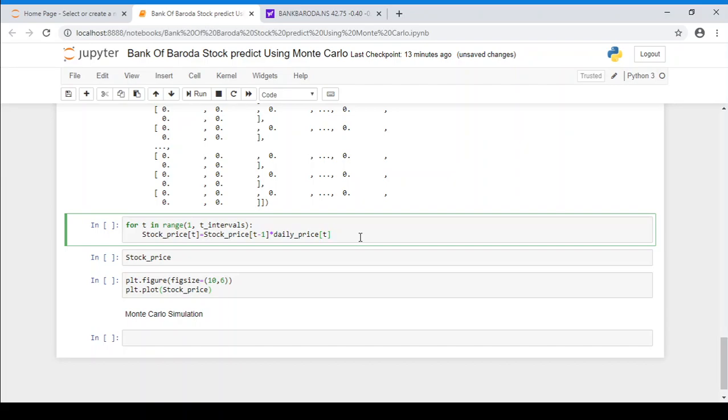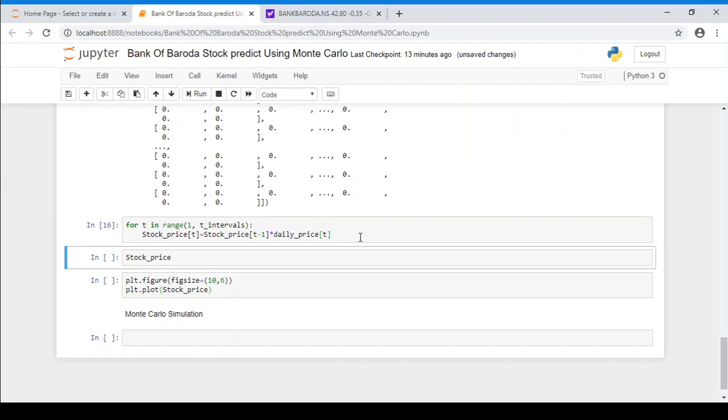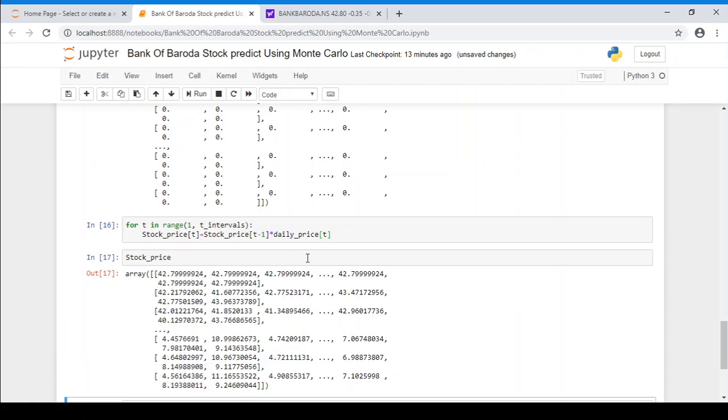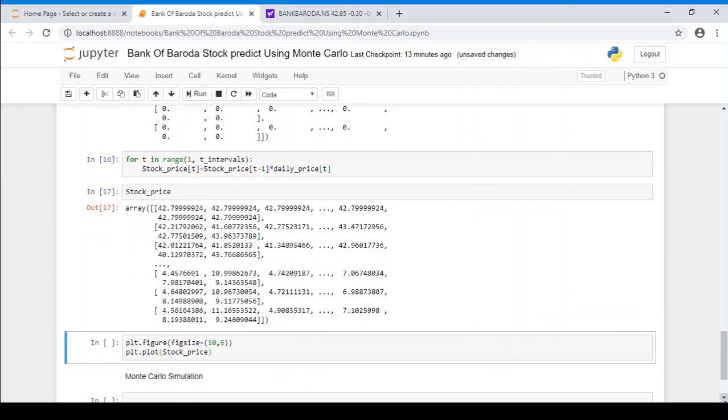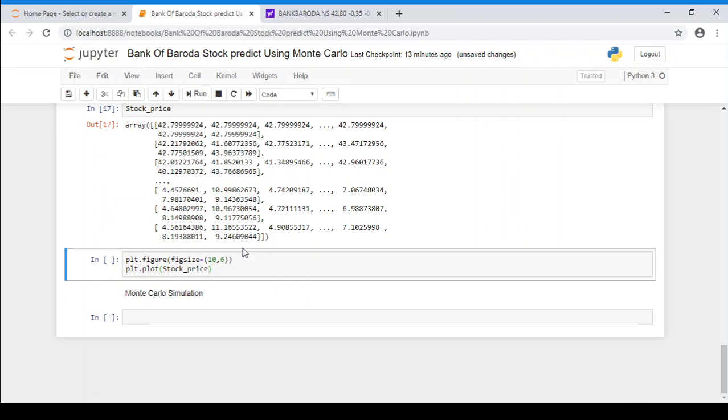So this loop runs for those 1000 days, right? And then we can bring that into our stock price. So this has filled up into all the numpy array. I want to see this in a graph.